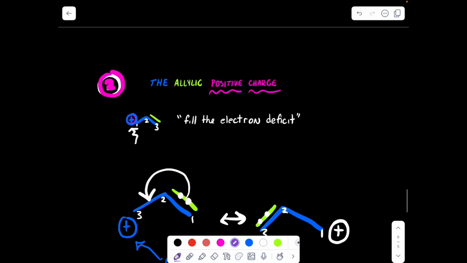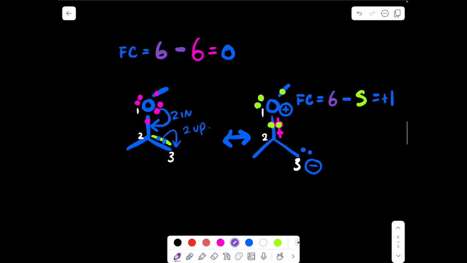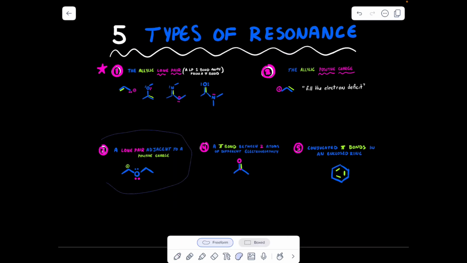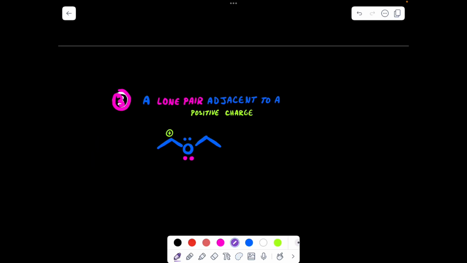So that is it for part 2. Now we shall move on to part 3, which is a lone pair adjacent to a positive charge. So what we're saying here is, okay, where's the electron density?